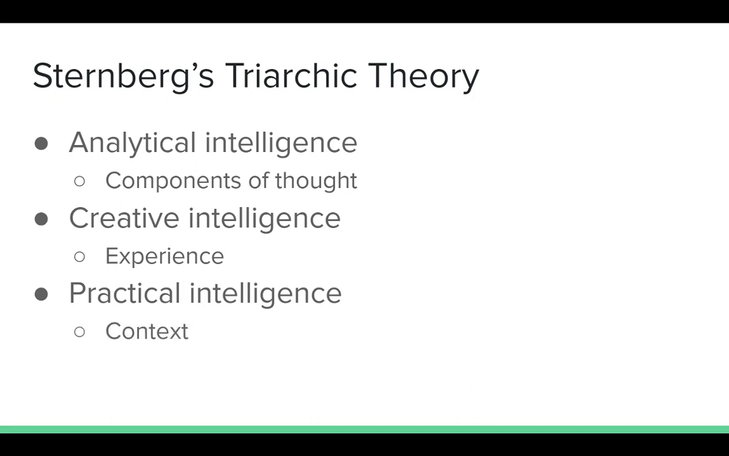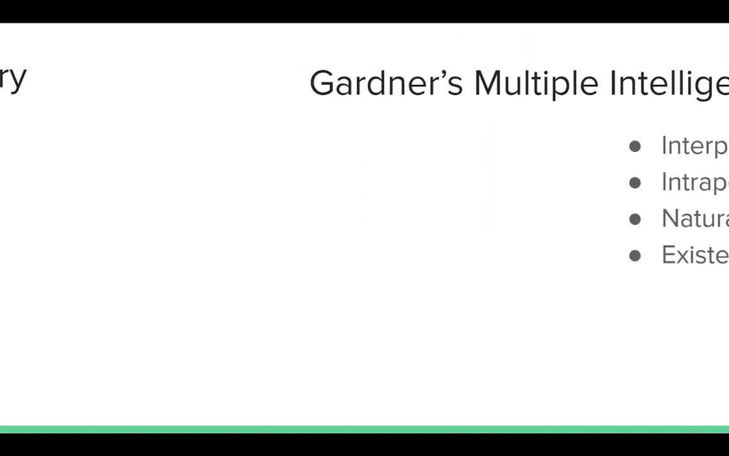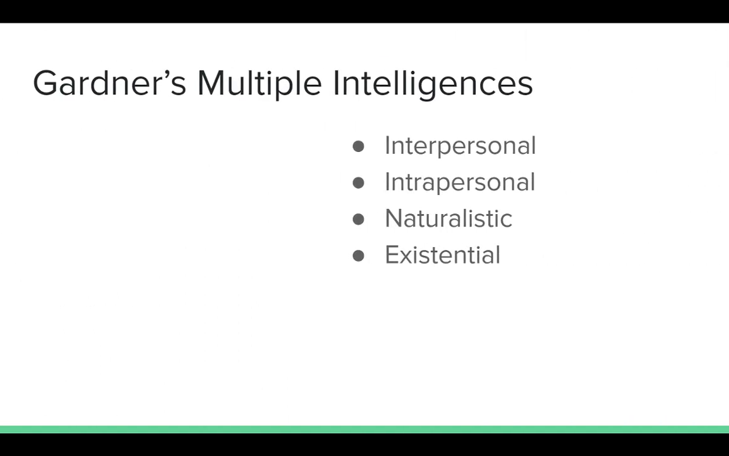This is driven by context. So the child's ability to show adaptive behavior in real life situations, to solve problems within the context that they occur, not just hypothetically. Okay, so this is one theory of intelligence. There's another one called Gardner's multiple intelligences.